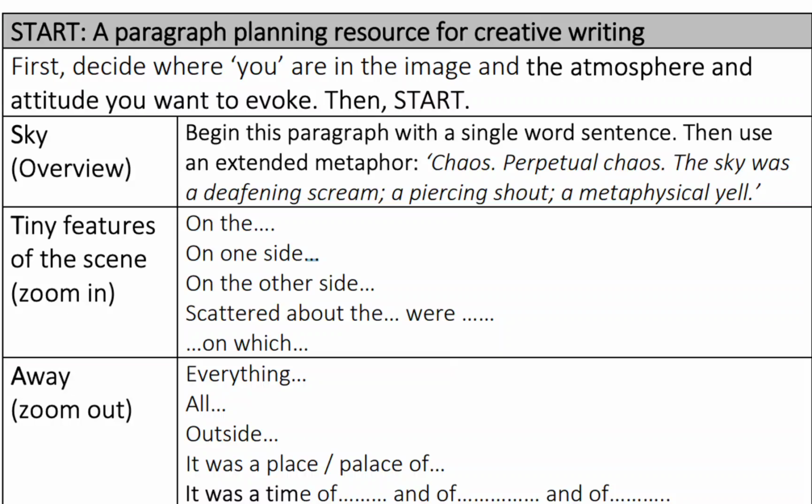So the overview here, you need to give an overview. So what this means is that you need to begin this paragraph with a single word sentence. Then use an extended metaphor. So for example, this is one that I've memorized and my students have memorized, and it's generic. Okay, so you can use it. The typical example I give you, if you're writing a story about an abandoned house: chaos, full stop, perpetual chaos. The sky was a deafening scream, a piercing shout, a metaphysical yell. Okay, short, simple, effective. Okay, and it hooks the reader in from the first line.